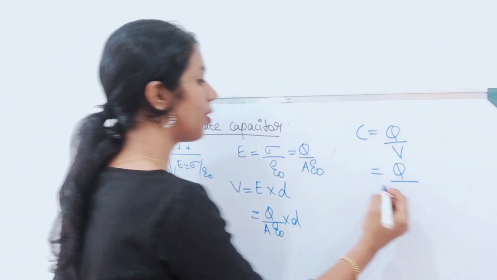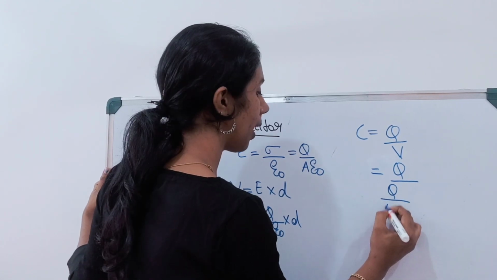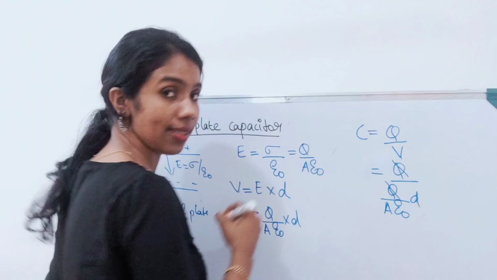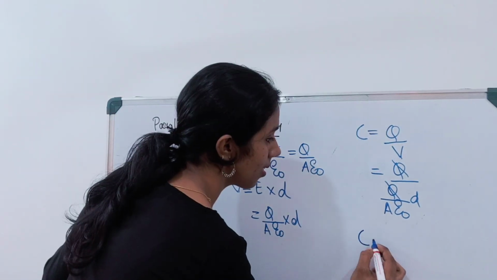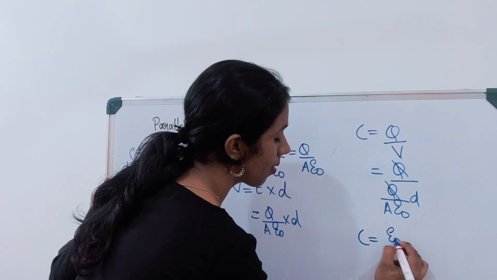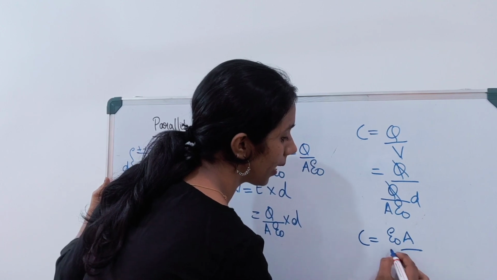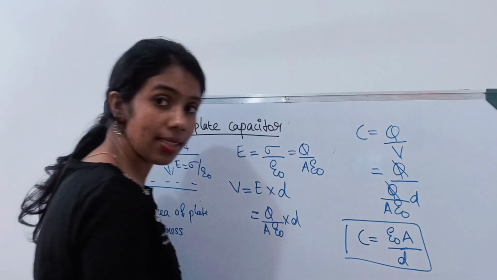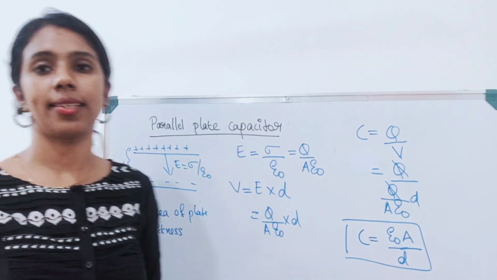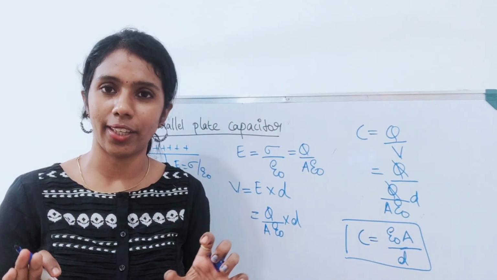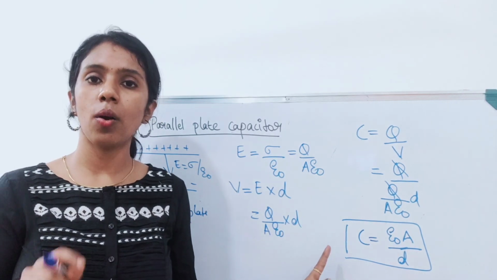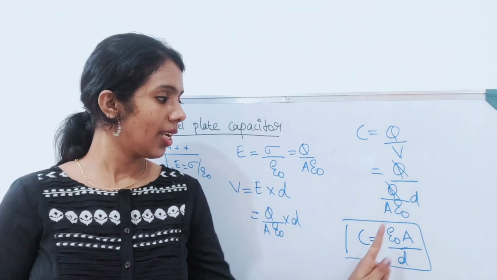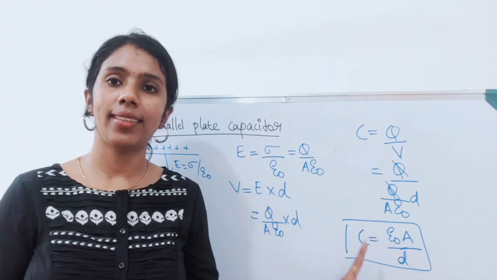So instead of V, we can write it as Q by A epsilon 0 D, where Q and Q cancel, and the final equation is C is equal to epsilon 0 A divided by D. This is the expression for capacitance of a parallel plate capacitor without any dielectric. Here, the capacitance only depends upon the nature of the material, that is the permittivity, the area of the plate and the thickness of the plate.